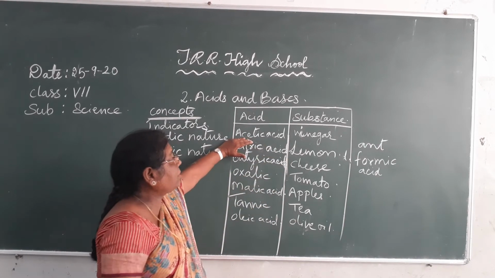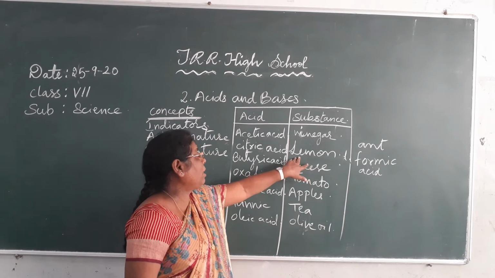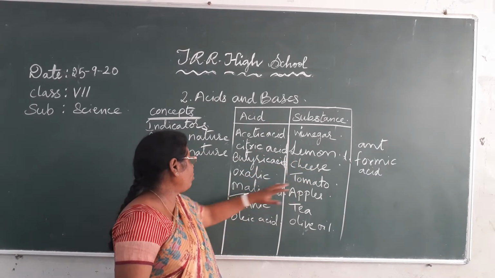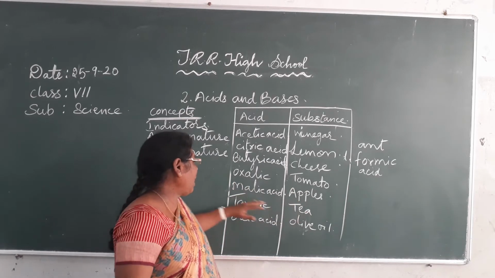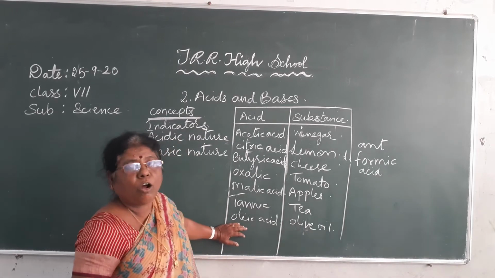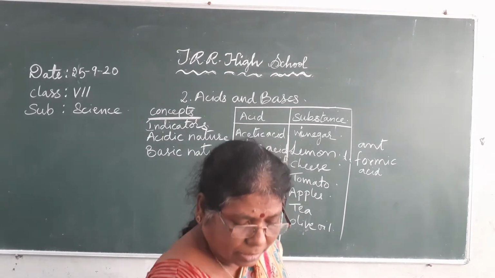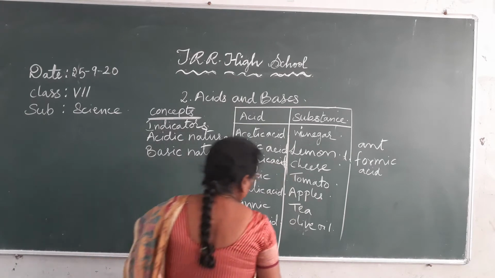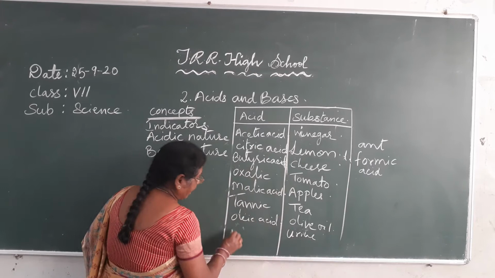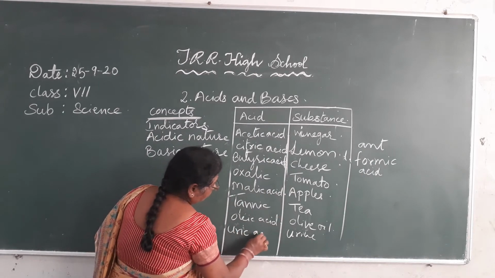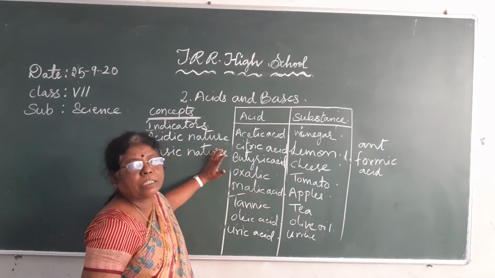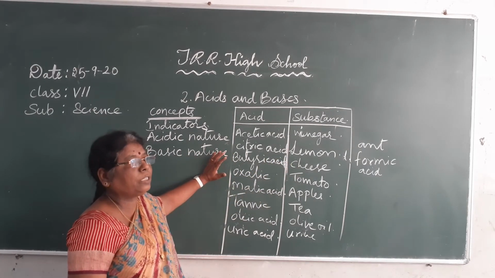So acetic acid is present in vinegar, lemon contains citric acid, cheese has butyric acid, tomato has oxalic acid, apples have malic acid, tea has tannic acid, and olive oil has oleic acid. All these acids are present, isn't it? Even in our urine, which contains uric acid. So these are the substances which contain acids. These are natural acids. Okay.